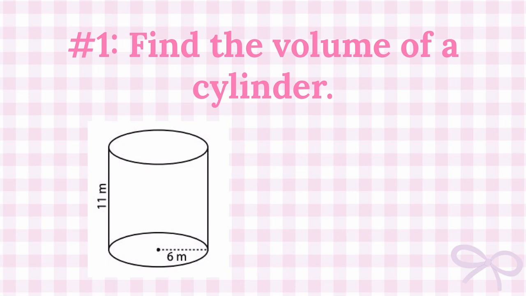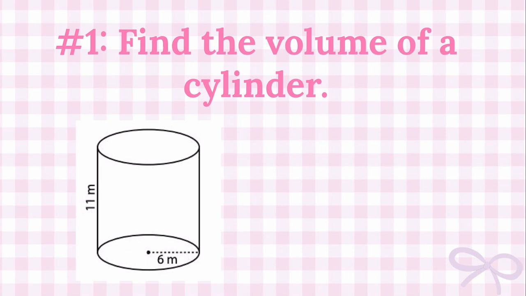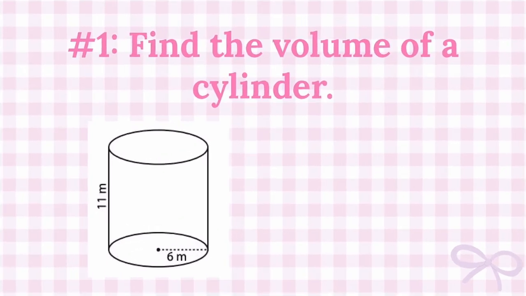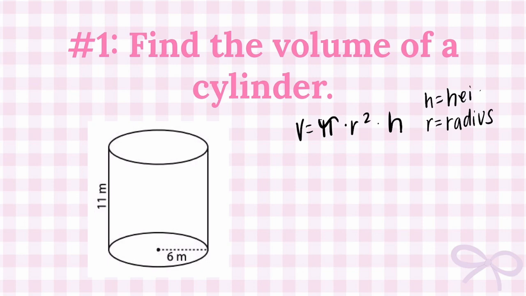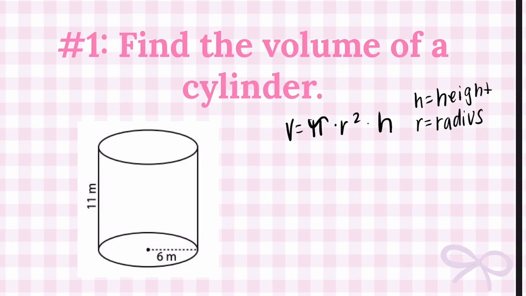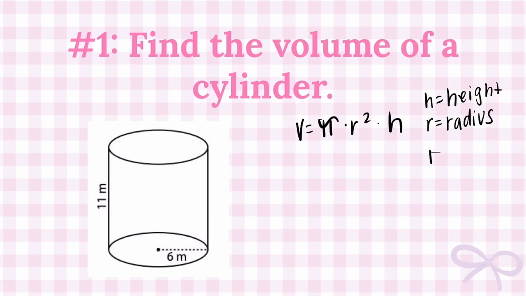Okay, so number 1 says find the volume of the cylinder. So I'm just going to write out the formula here. V is equal to pi times r squared times the height. So again, r represents the radius. You should hopefully remember this from last year. H represents the height. And the approximation we use for pi is 3.14, unless the problem tells you something differently.